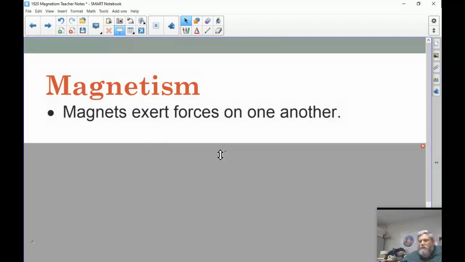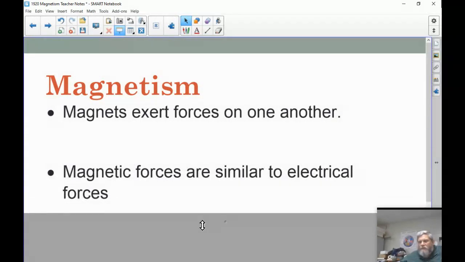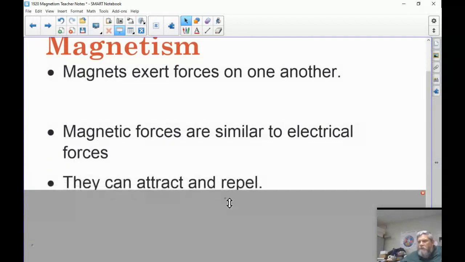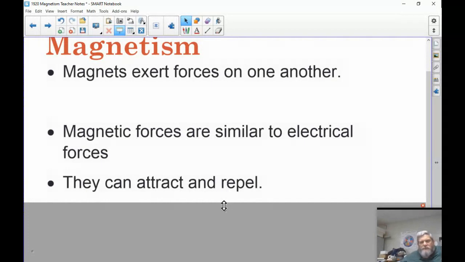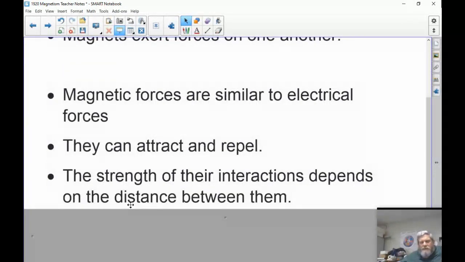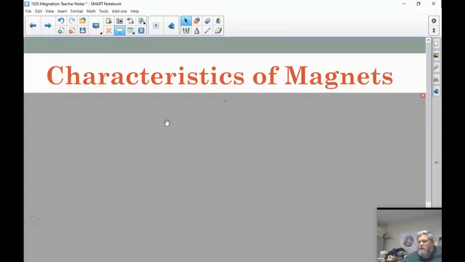Okay, so first of all, we know that magnets exert forces on one another, and these forces are similar to electrical forces, like a positive charge attracting a negative charge. The North Pole attracts the South Pole. Right? They can have attraction and repulsion. Attracting, again, are opposite poles. Repel are same poles. And the strength of their interactions depends first of all on how strong the magnet is, and then the distance between them. But we're not going to have a Coulomb's law equation for magnetism like we did for charges.